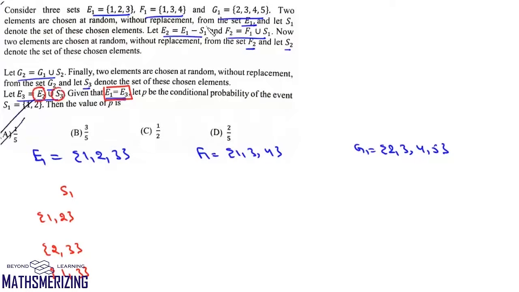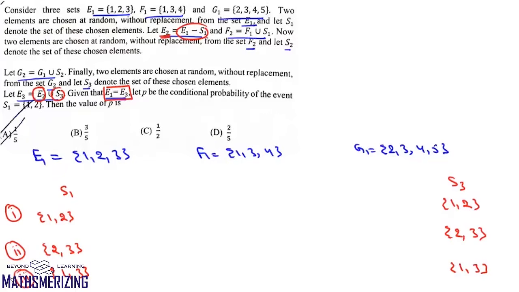Now it is given that E1 is equal to E3, and E3 is E2 union S3, and E2 is E1 minus S1. So E2 is the remaining element from E1, and if E3 is equal to E1, it simply means that this S3 must be equal to S1. So this S3, in the first case, should be {1, 2}. In the second case, it should be {2, 3}. And in the third case, it should be {1, 3}. So we have three cases: case 1, case 2 and case 3.